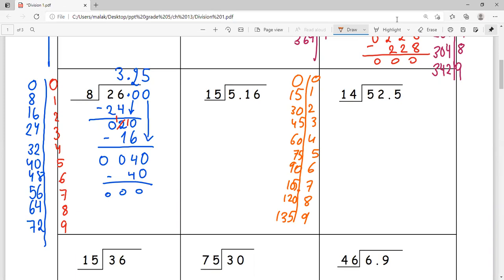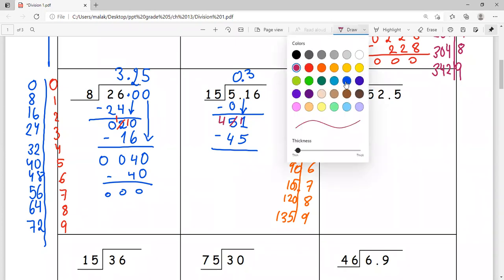The closest number for 5 is 0. So we put 0 up, 0 down. Five minus 0 equals 5, and we put down 1. The point, we put it up, then we put down 1. Which number is very close to 51? 45. So 3 up, 45 down. 1 is less than 5, so we need to borrow. 11 minus 5. 6.